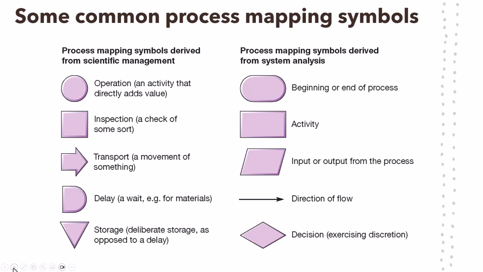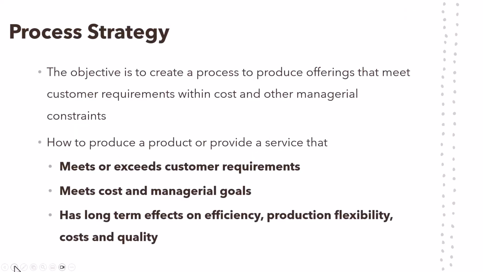These are some common process mapping symbols if you are supposed to draw a process map to help explain how the process is working. So process strategy: how do you design a process and how should the process work? When you're thinking about a process, the goal is to produce offerings that meet customer requirements within cost and other managerial constraints. A lot of times people might design a process and they're trying to cut costs, so they'll have less people working. But that doesn't mean the quality is going to be good with that current process. So sometimes you have to do a trade-off between cost and benefit.